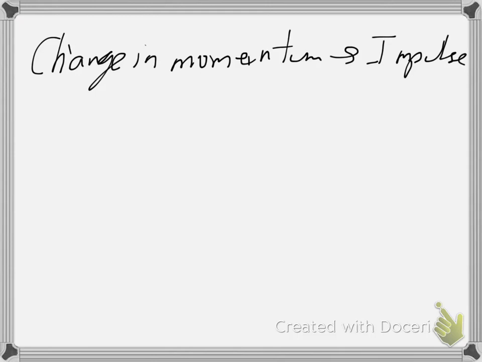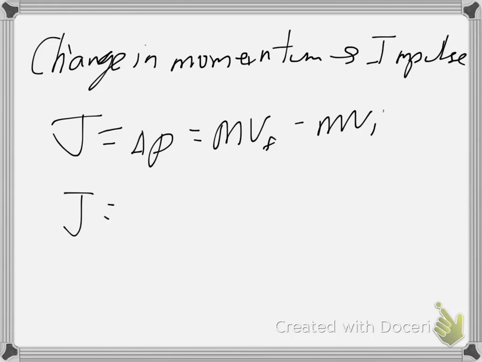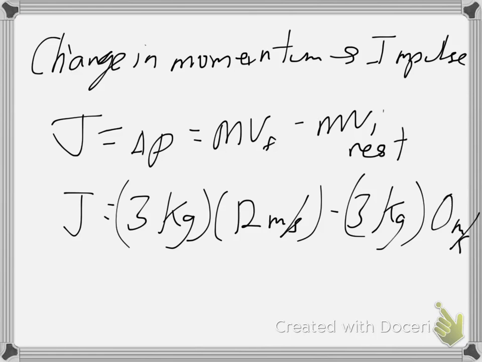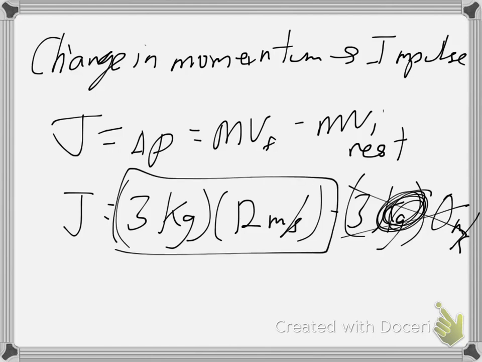So, what is the change in momentum or the impulse of a 3 kilogram object accelerating from rest to 12 meters per second? Now, you know the impulse is equal to delta P, which is the same thing as saying mvf minus mvi. So in this case, our mass is 3 kilograms, and our final velocity is 12 meters per second. Our initial mass is still 3 kilograms, but our initial velocity is rest, which means 0 meters per second. Now, 3 times 0 cancels out because it becomes 0, and my impulse or change in momentum will just be 3 times 12, which is equal to 36 kilogram meters per second. And that's all there is to do on that one.